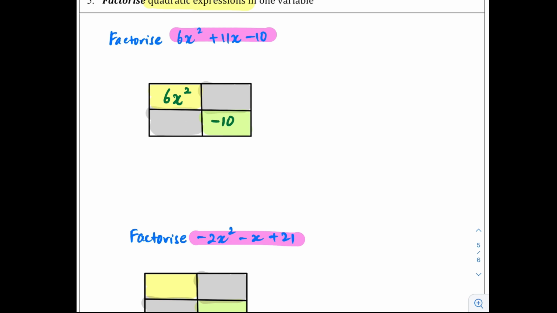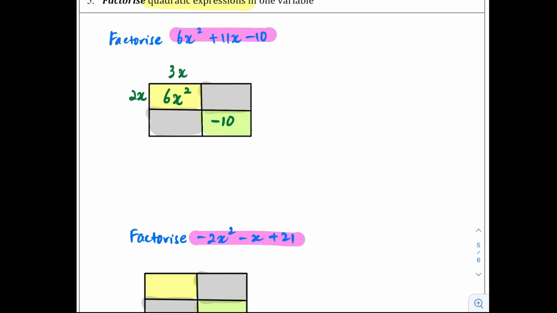So first we need to ask ourselves, what times what is going to give us 6x squared? We can guess that to get 6x squared, it could be x times 6x. It could also be 3x times 2x. So let's try 3x and 2x. These would give us a product of 6x squared.